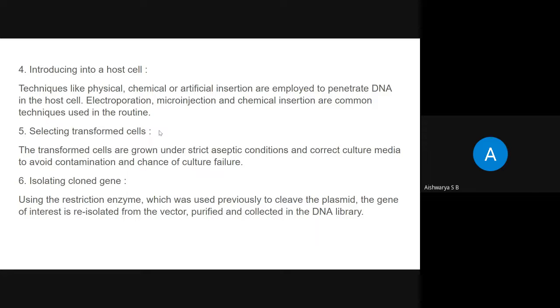The fifth one is selecting the transformed cell. An antibiotic resistance gene is inserted into the plasmid DNA, so transformed cells having the antibiotic resistance gene can grow and be separated in appropriate culture media. The last one is isolating the cloned gene. The plasmid DNA is separately isolated using plasmid DNA isolation protocols, purified, and used in the experiment.